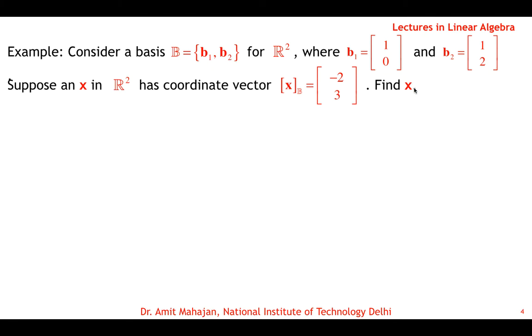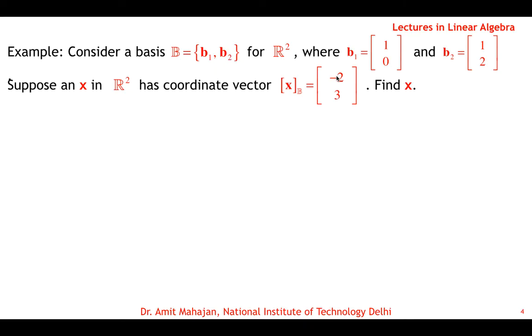So basically, we are given the R2 space and a basis, and this basis spans the whole of R2, because it is a basis. Now if you are given any point x in this R2 space whose location we have to find, and we are given the B-coordinate of x, that means if we write x as a linear combination of b1 and b2, then the weights are given: -2 and 3. So what will be the location of x?